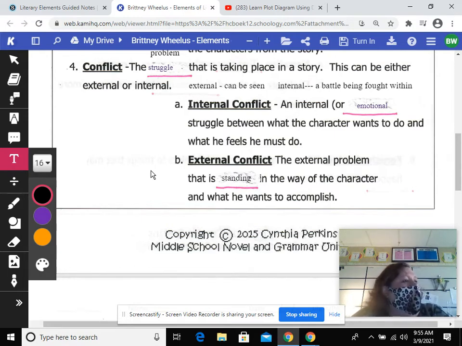What trouble does Old Yeller get into that Lisbeth tells Travis about? Old Yeller stealing food. Could that be an external problem standing in the way of the character and what he wants to accomplish? Yes, because if they find out that Old Yeller is the one stealing the food, then somebody's going to want to possibly put Old Yeller down or punish him for taking the food.